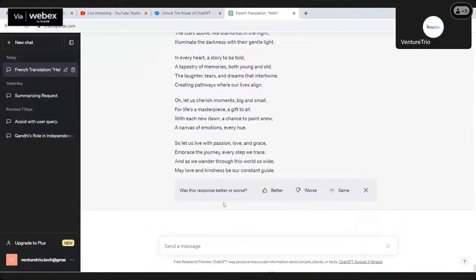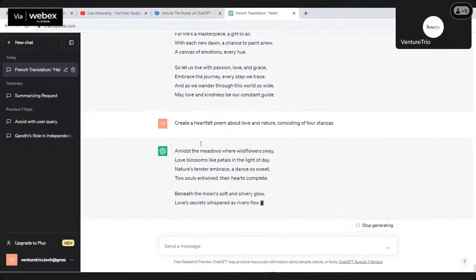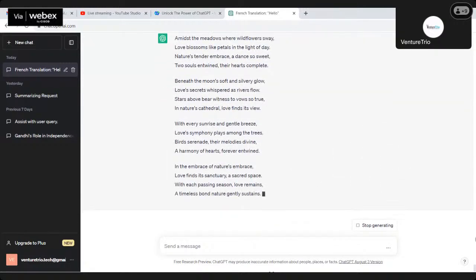But you have to read the poetry, then you will judge that, oh, this is not according to me. I need poetry on nature. So you have to give instructions in a proper way. Like you have to provide an engineered prompt, a technical prompt, as mentioned in our example. Here you will get a heartfelt poem.